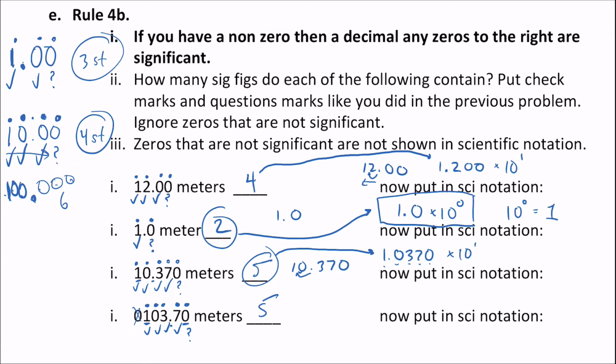And last but not least, we have 0103.70. This one we're moving 1, 2 times. That'll make it 1.0370. Remember, you don't need this 0. It's not significant. Not only do you not need it, you can't put it because it would be wrong because you need 5 for your coefficient. And we moved it over twice because it was to the left, it was positive, and we moved it twice, so we put a 2 there.